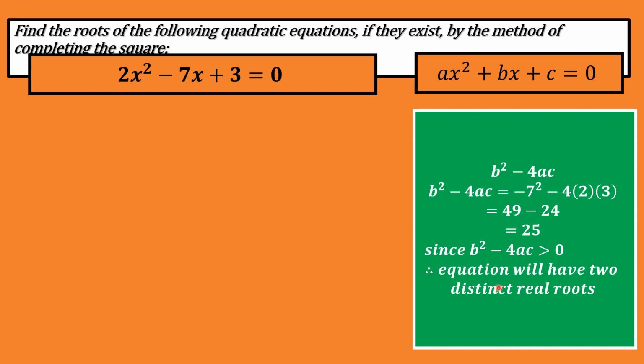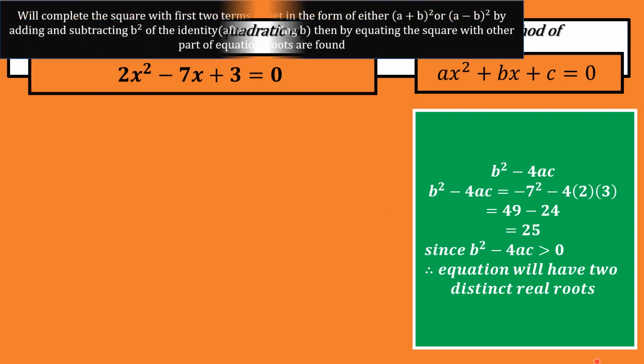Now comes the method, that is completing the square. If we recall from interaction 1, the introduction of the method: we'll complete the square, as the name of the method says. We'll complete the square with the first two terms to get it in the form either (a plus b) whole square or (a minus b) whole square, by adding and subtracting b square of the identity. Adding and subtracting means we are doing nothing to the equation. Equality of the equation remains.